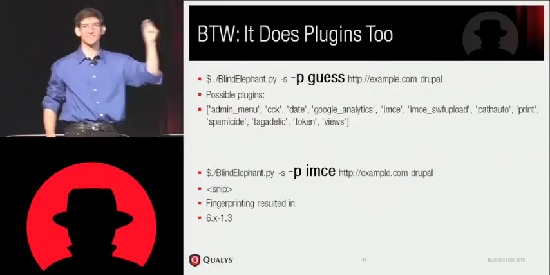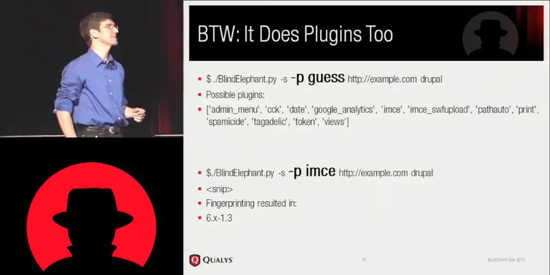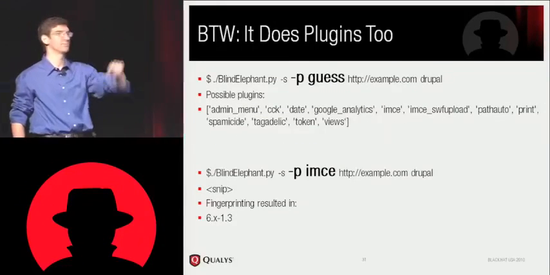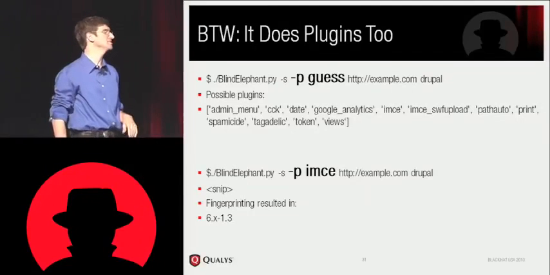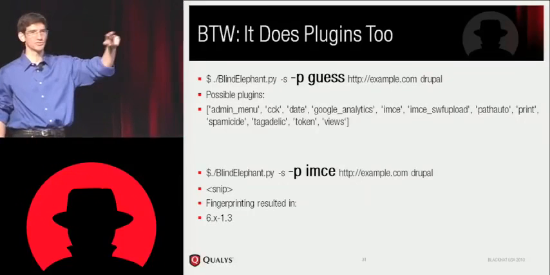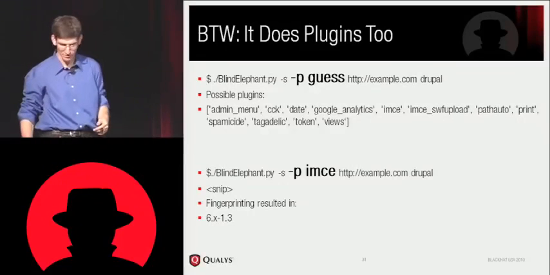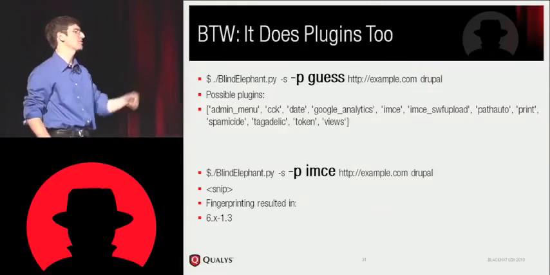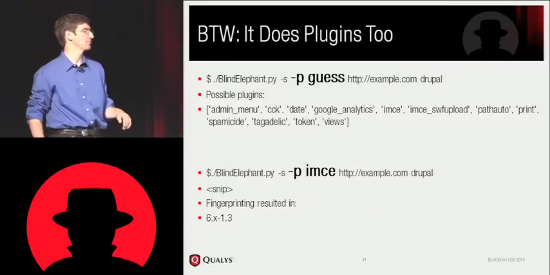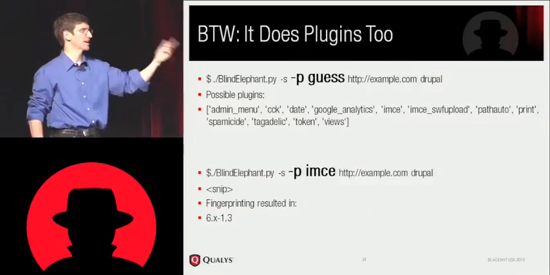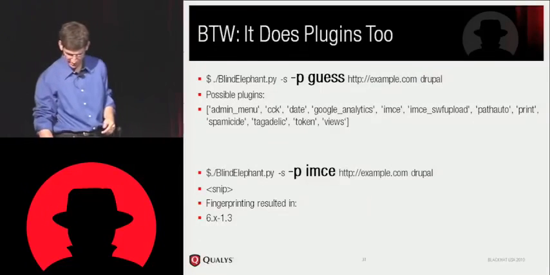It does plugins too. Again, same logic, same approach. We can say, hey, go to some example site, and we know it's Drupal, please guess what plugins it has. Chug along for a few seconds and come back and say, here are all the supported plugins. They could also be running other plugins, but they just aren't ones that we support. But this is what we're able to discover. And then we say, we care about what version the IMCE plugin is. OK, cool. We'll fingerprint that and came out with its Drupal 6.x version 1.3 of the plugin. So there you go. Tool kind of does its job.